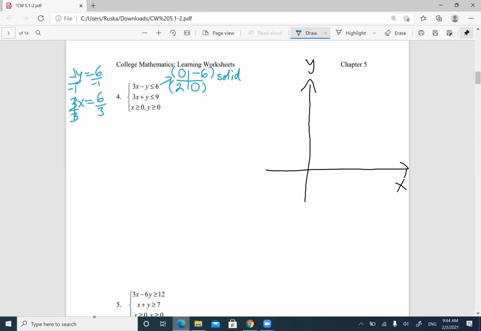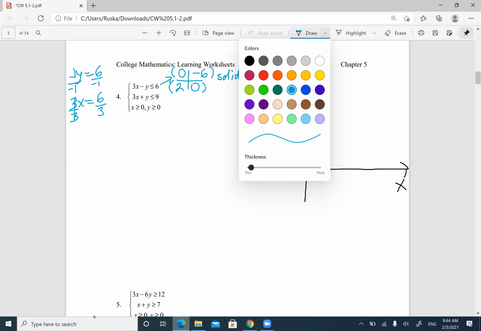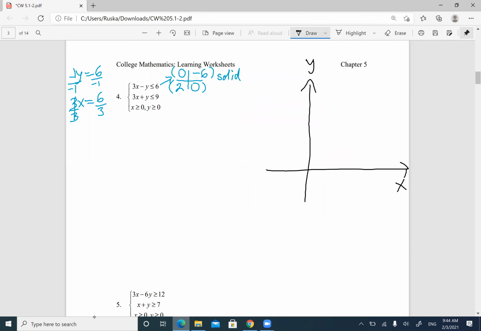And let's see, we have 0 and y is negative 6. So I need to go a little down. Negative 6. So that's my first point. And then 2 and 0. Okay, so that's my first line, and I'm going to use the same color to graph it. It's a solid line.